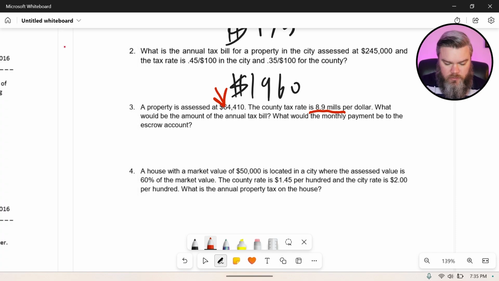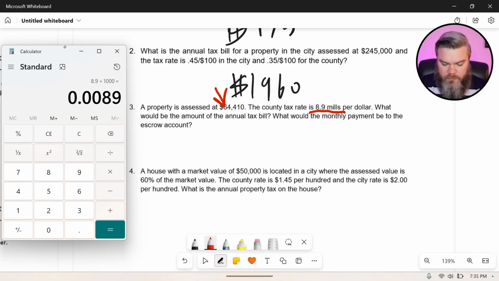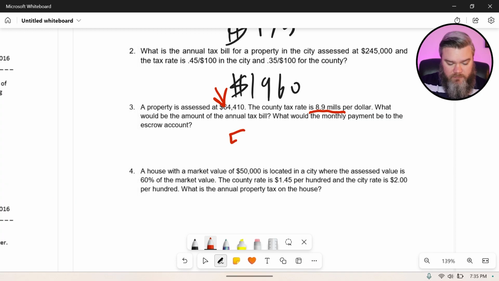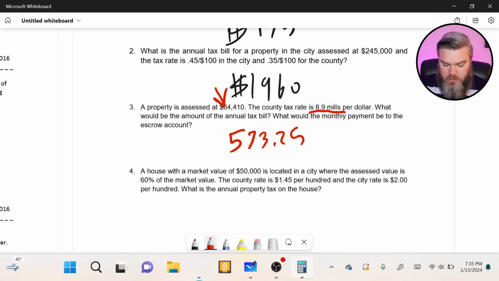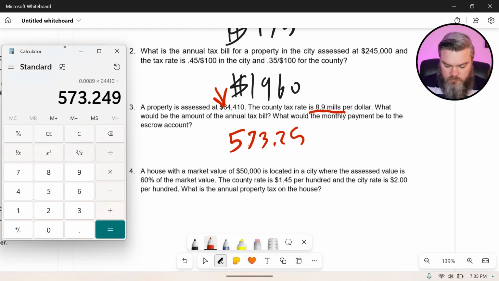Our assessed value is 64,410. So times 64,410 gives us an annual tax bill of $573.25. But that's not the answer because we want to know the monthly. So the monthly is divided by 12 because there are 12 months in a year.